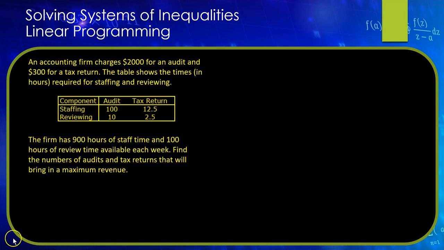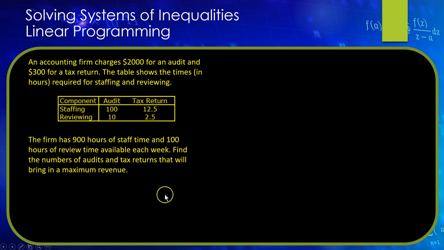So the two constraints I have are the staff time and the review time. There's only 900 hours of staff time and 100 hours of review time. So this accounting firm can't just do an infinite number, whatever obscene number they can do. They have to have people that are going to do these things.